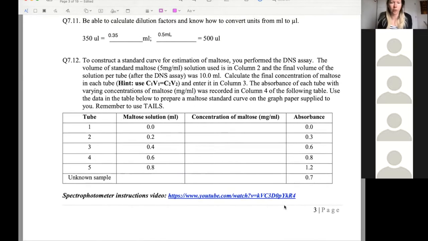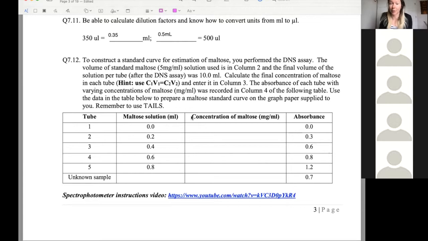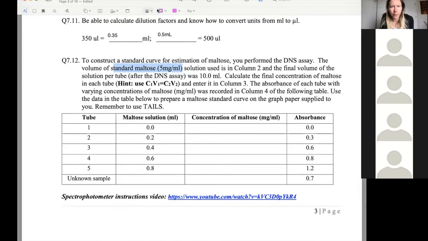So for right now, let's move on to this chart where we want to calculate the concentration of maltose in milligrams per milliliter. We're going to correlate that to the absorbance values of these different solutions. So we wanted to create a standard curve. We've got a standard maltose solution, 5 milligrams per milliliter, and we note that our final volume of solution is 10 milliliters. So we're going to be using this equation, C1V1 equals C2V2.